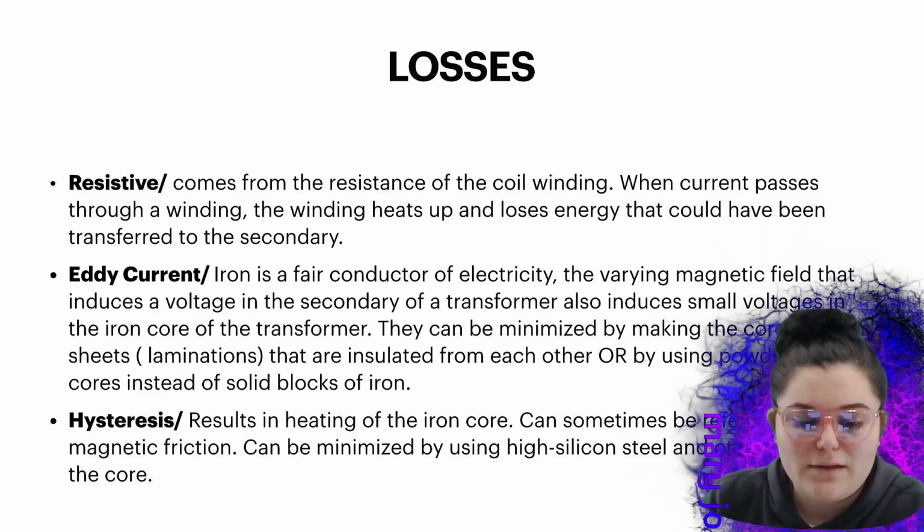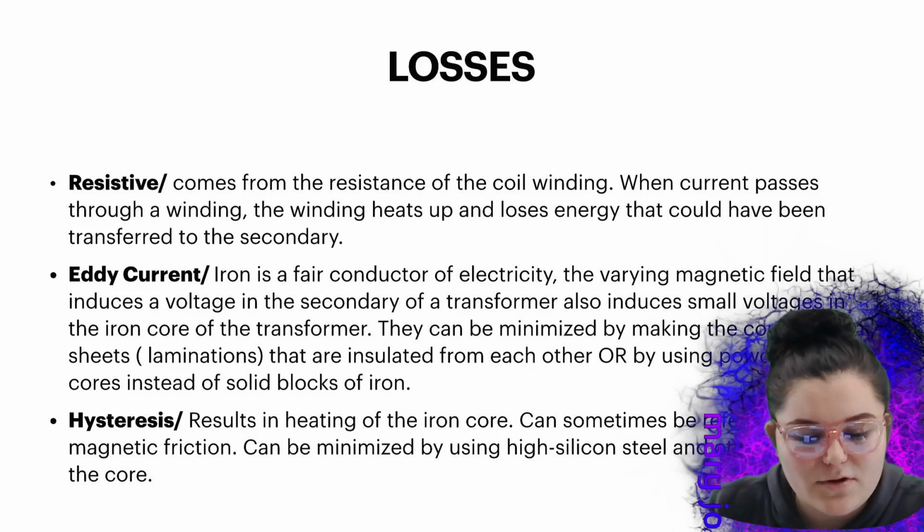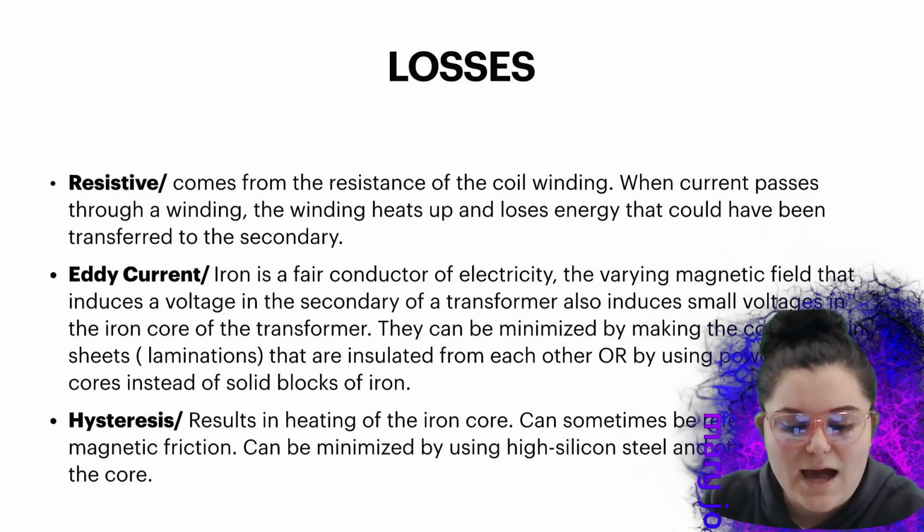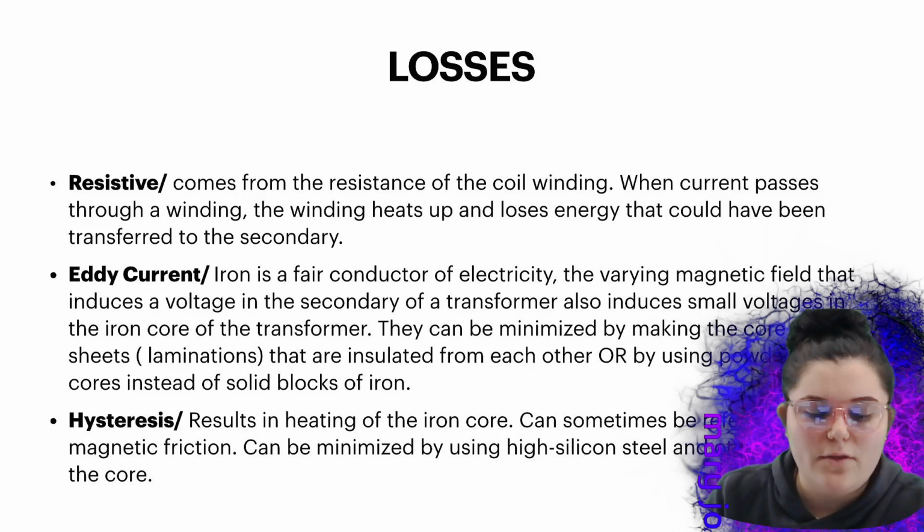Hysteresis results in heating of the iron core and can sometimes be referred to as magnetic friction. It can be minimized by using high silicon steel and other alloys in the core.